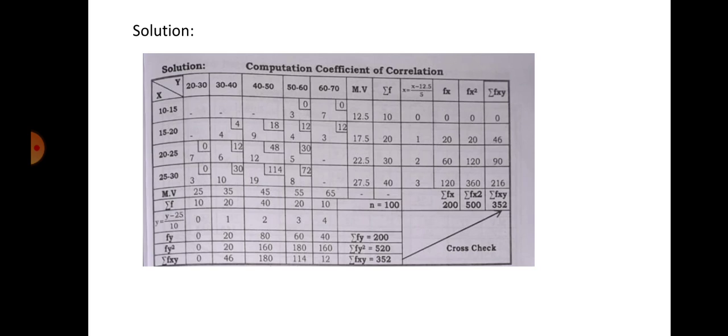Now add all the squared values. Row wise as well as column wise you have to add, and at the end you have to get the same value. So 0 plus 0. It is the last column sum. 4 plus 18, 22 plus 12, 34 plus 12, which is 46. Next 7 plus 6, 13. 13 plus 12, 25. 25 plus 5. 0 plus 12. 12 plus 48, 60 plus 30 is 90. This is the third column sum.